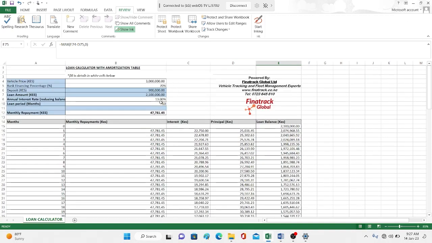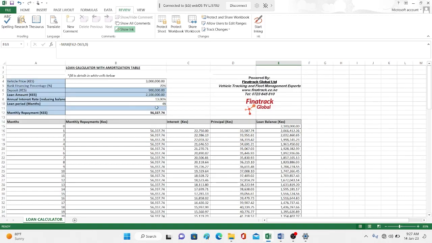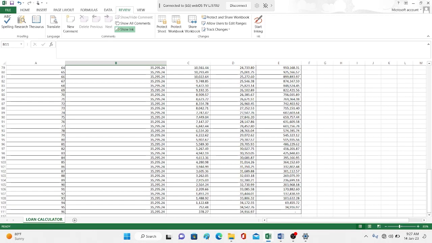So if for this example, we had 48 months, the calculator will automatically pick up to 48 months and you can realize that's the end of the repayments. And also you can do another example with a maximum of 96 months. So you also realize the longer the period, the lower the monthly repayments, because at the end of the day, you'll have paid higher interest during that period of time. You can realize at the end of that 96 months, you have a zero.